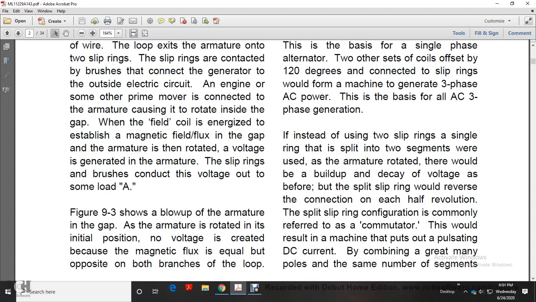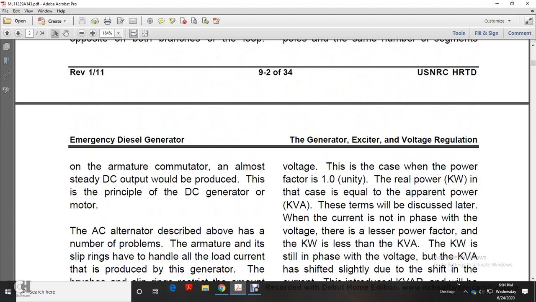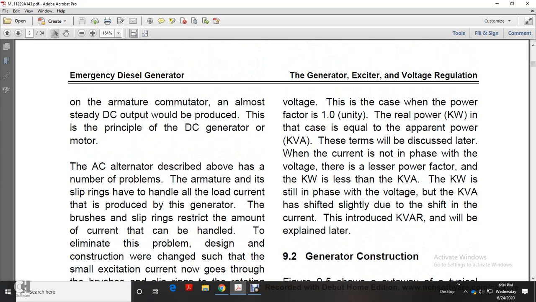This results in a machine that puts out a pulsating DC current by combining a great many poles and the same number of segments on the armature commutator, which produces almost smooth DC output. This is the principle of the DC generator and motor.